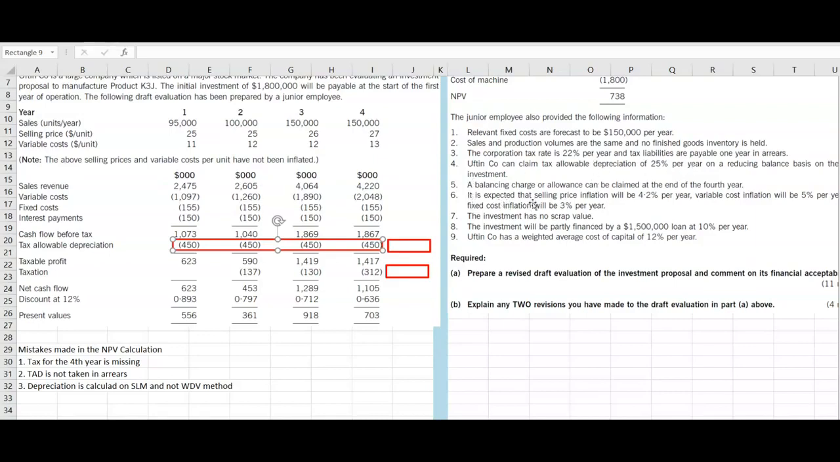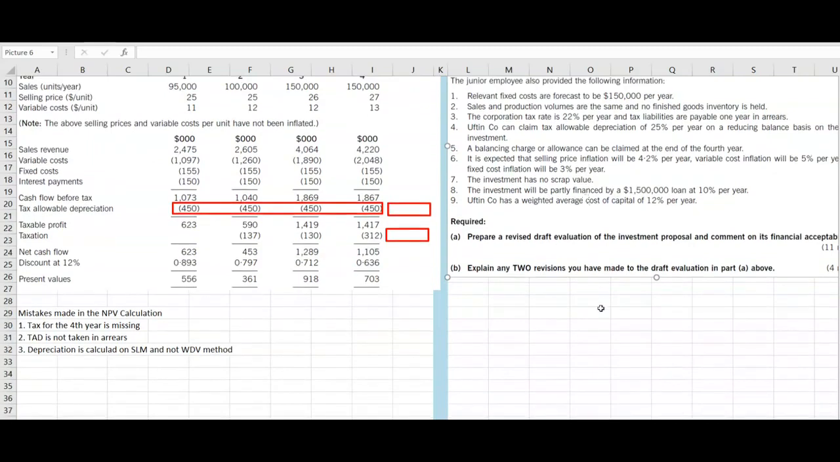It is expected that the selling price inflation will be 4.2% per year, the variable cost inflation will be 5% per year, and the fixed cost inflation will be 3% per year. For selling price inflation, we can try to find out whether they have inflated properly or not. So we can work it like this. Sales inflation, whether they have done it properly or not, we can find it out.